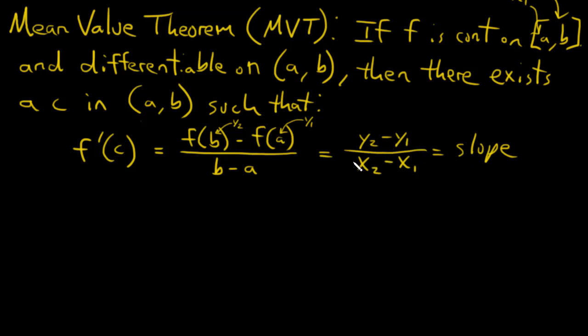So what is this saying then? Well, if I have a continuous function that is differentiable, then there always exists a value between a and b, so some value in between x1 and x2, such that the slope at that value, whatever it is, is equal to the slope between a and b. So what does that mean?